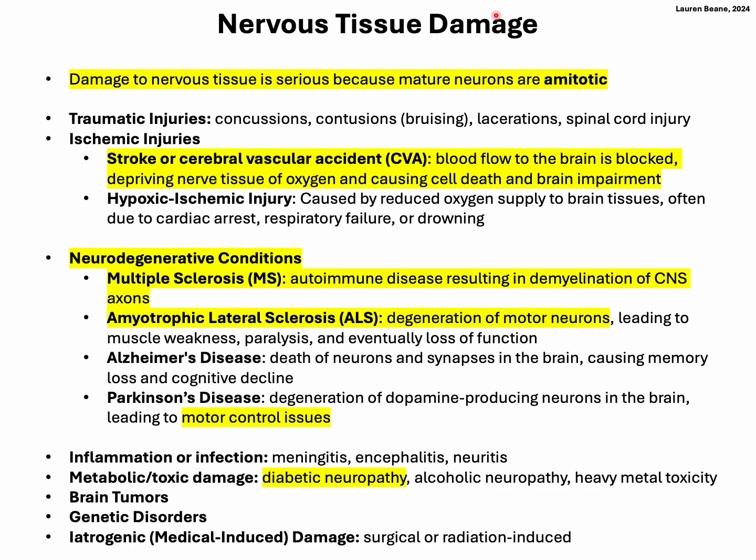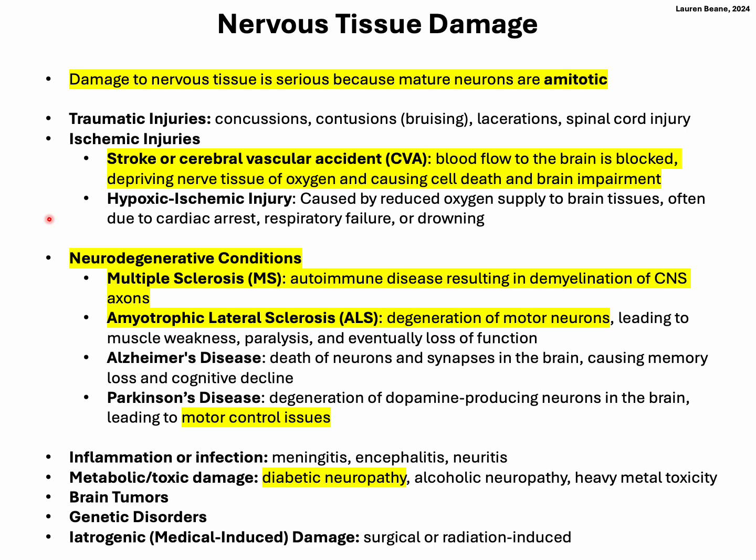Then lastly here, I'm going to briefly talk about nervous tissue damage. And this is serious because most mature neurons are amitotic and cannot regenerate. There's a lot of different things that could lead to nervous tissue damage. Could be traumatic, a laceration or a cut, concussion, an accident in a vehicle, right, can really damage the nerves or even the spinal cord.